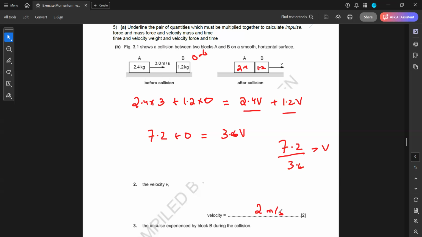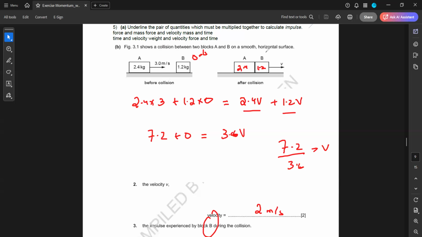Is it clear? Yes, teacher. And what about the impulse experienced by block B? How do we work out the impulse? Impulse means the change in momentum: the final momentum minus the initial momentum. But we need it only for B. So what is the final momentum of B?